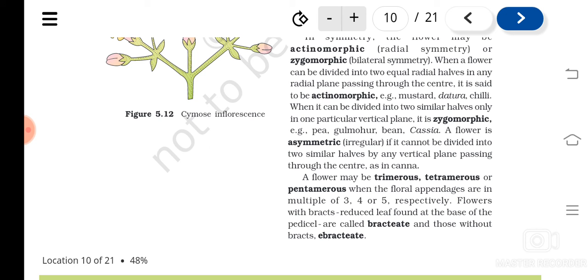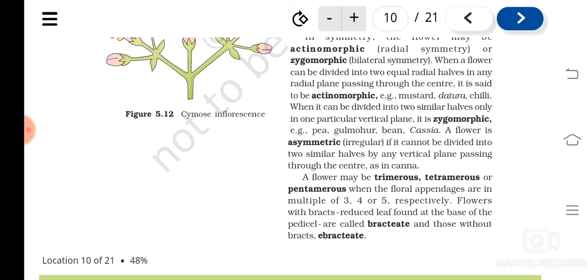Understood? Then what is pentamerous? If the flower has floral parts in 5 or multiples of 5, then they are known as pentamerous flowers. Is it clear? So like this a flower can be described as trimerous, tetramerous, or pentamerous. Then flowers with bracts. So what are bracts? Reduced leaf-like structures found at the base of the pedicel, like stipules we have seen now in the leaf.